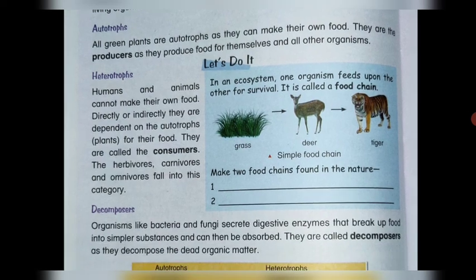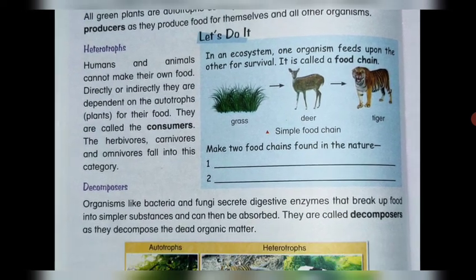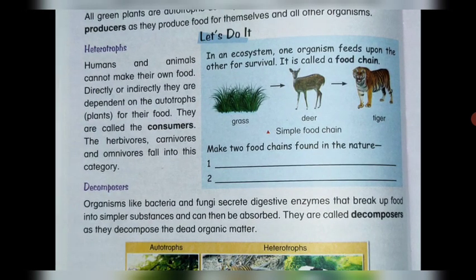The next one is the heterotroph. Humans and animals cannot make their own food, so directly or indirectly they are dependent on autotroph plants for their food, so they are called consumers. The herbivorous, carnivorous and omnivorous fall into this category.